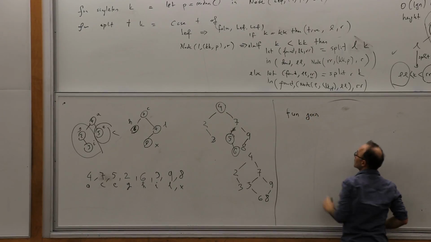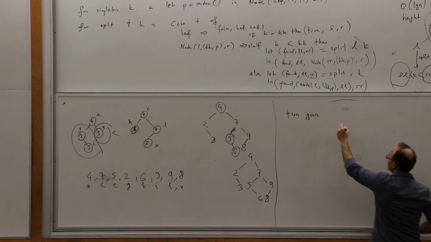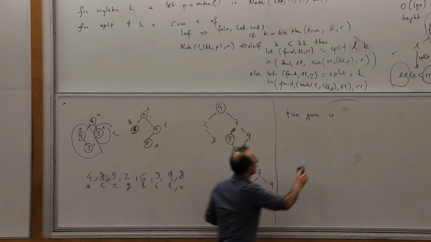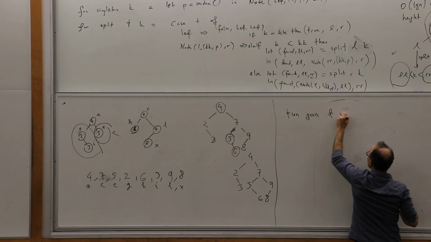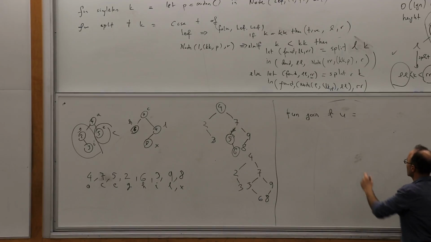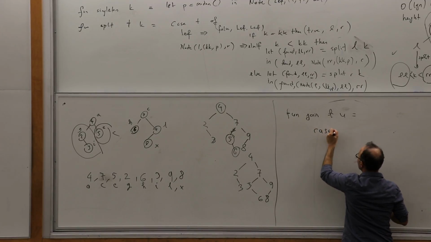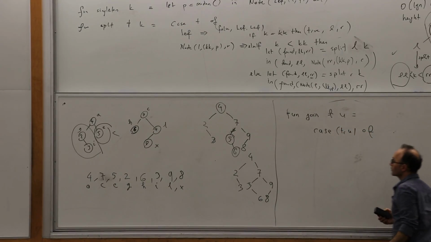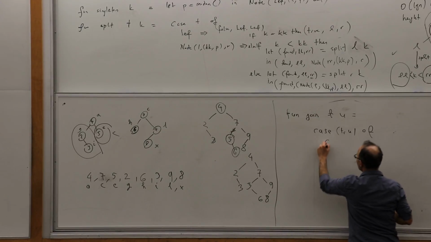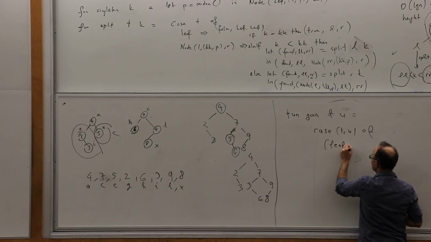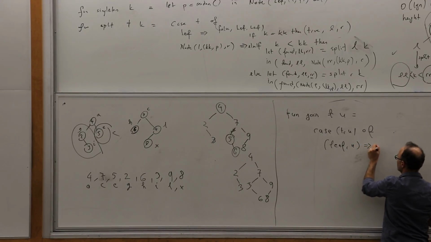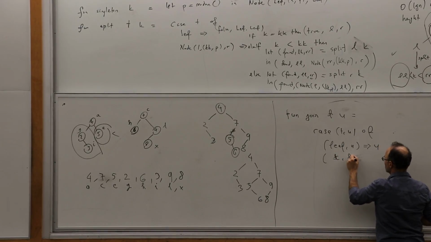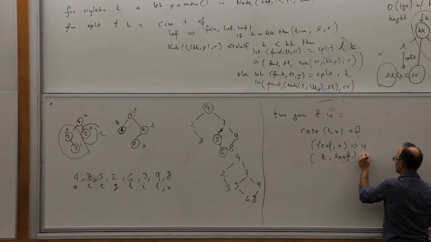Join. What did we call these? Our trees, U and V's, or something like that? No, T's and U's, right? T and U. Okay. So we do some case analysis. Case T comma U of: if T is empty, then we know that we return U. If U is empty, then we return T.